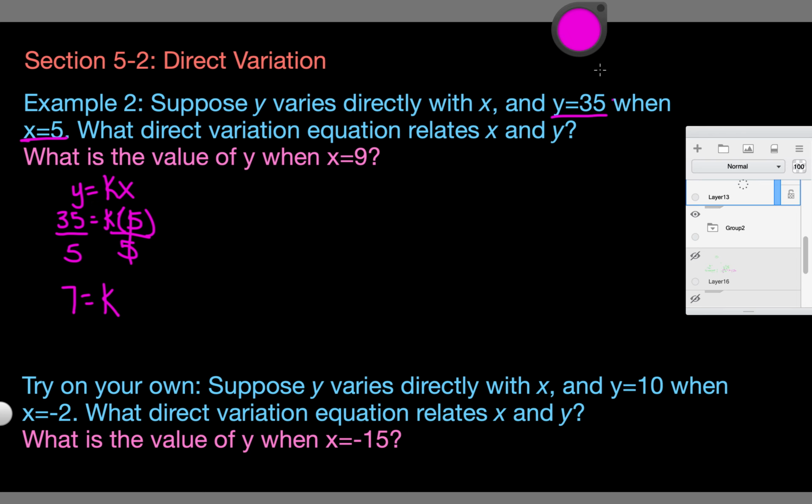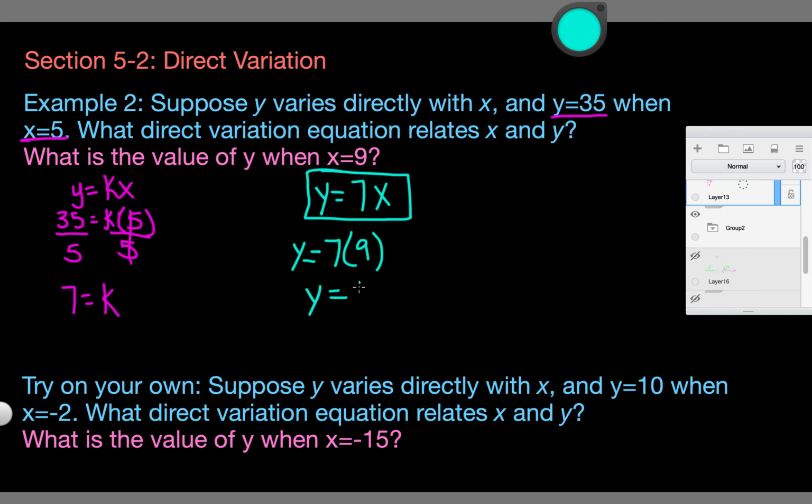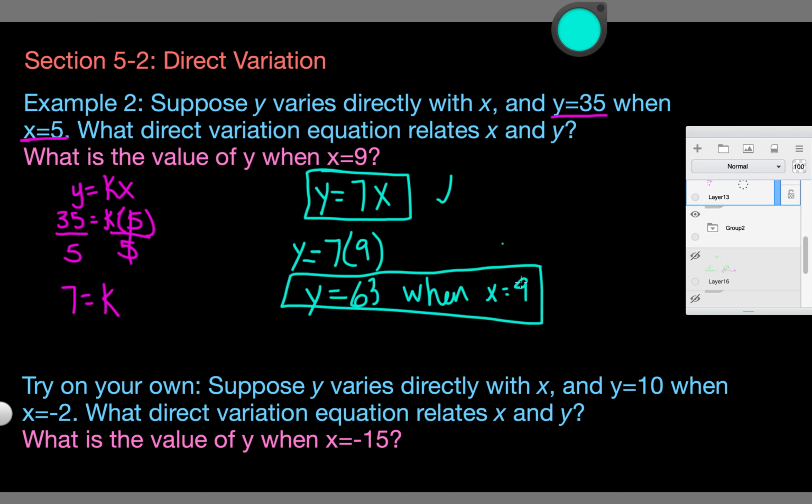So now if I want to rewrite this for this direct variation equation, we get that y equals 7x because I'm just plugging in 7 for k. So this answers the question. This is the equation that relates x and y directly. My last part of this says, what is y when x is 9? Okay, well, we're going to plug in 9 for x. 7 times 9 is 63. So y equals 63 when x equals 9. So those are your two answers. Here's the equation, and here is the value of y when x equals 9.